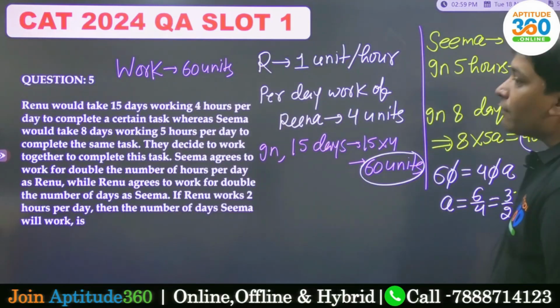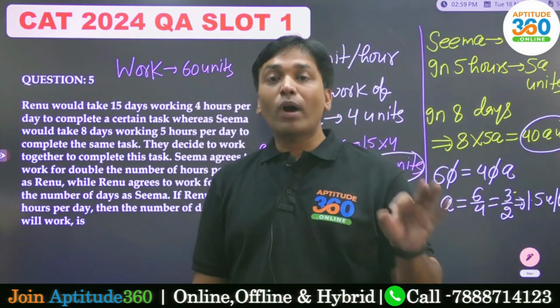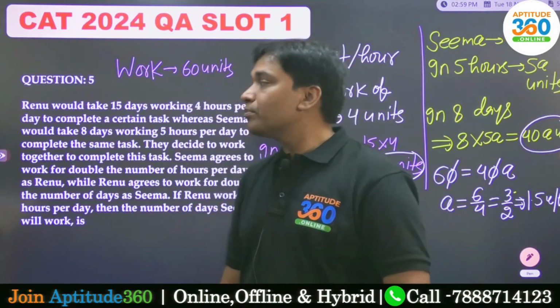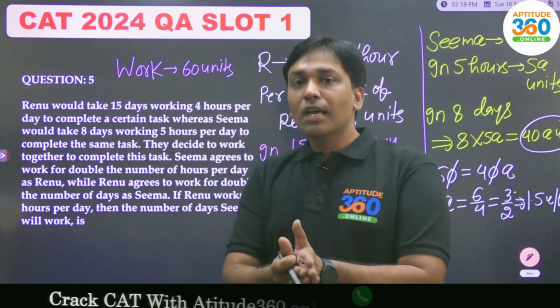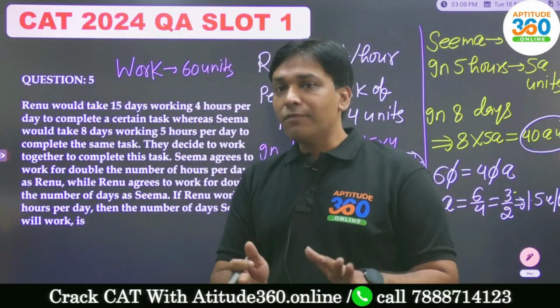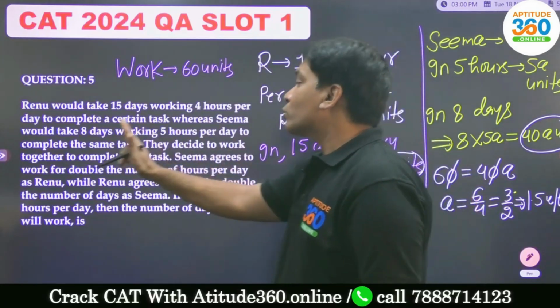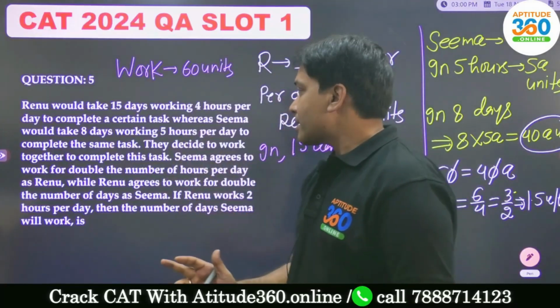So what is it that we have found out? We have found out that Seema is doing 1.5 units per hour, right? Now, since we have figured out that the entire work is 60 units, Reena does 1 unit per hour, Seema does 1.5 units per hour. Now, the problem further says that they decide to work together to complete this task. So collectively, they are going to be doing 60 units.